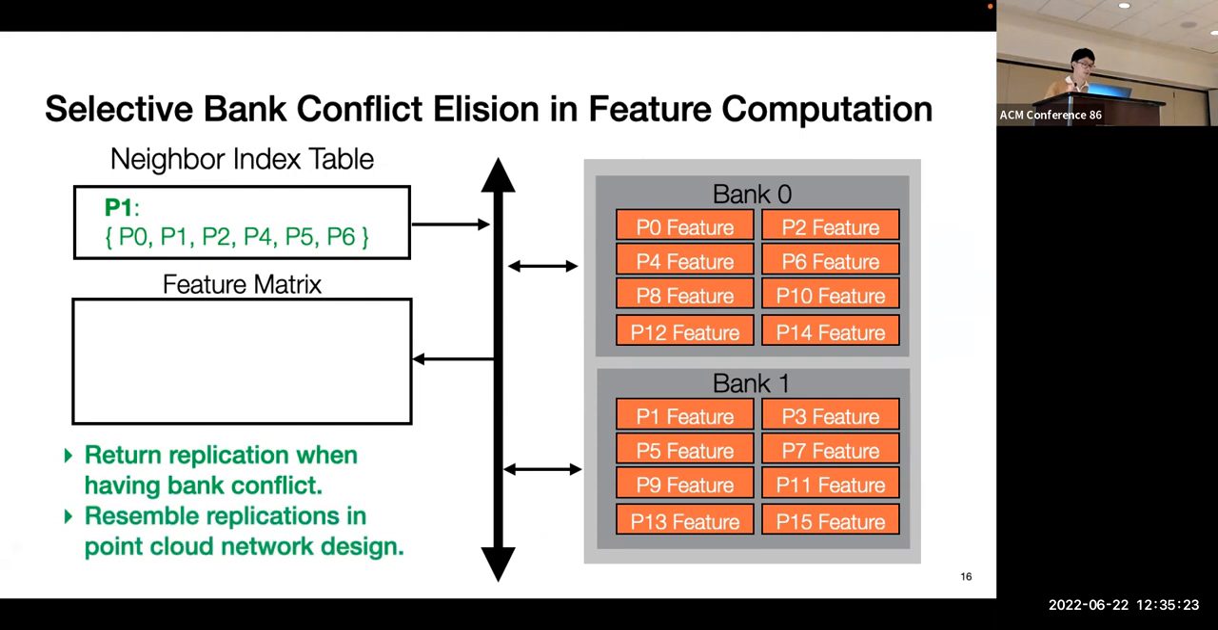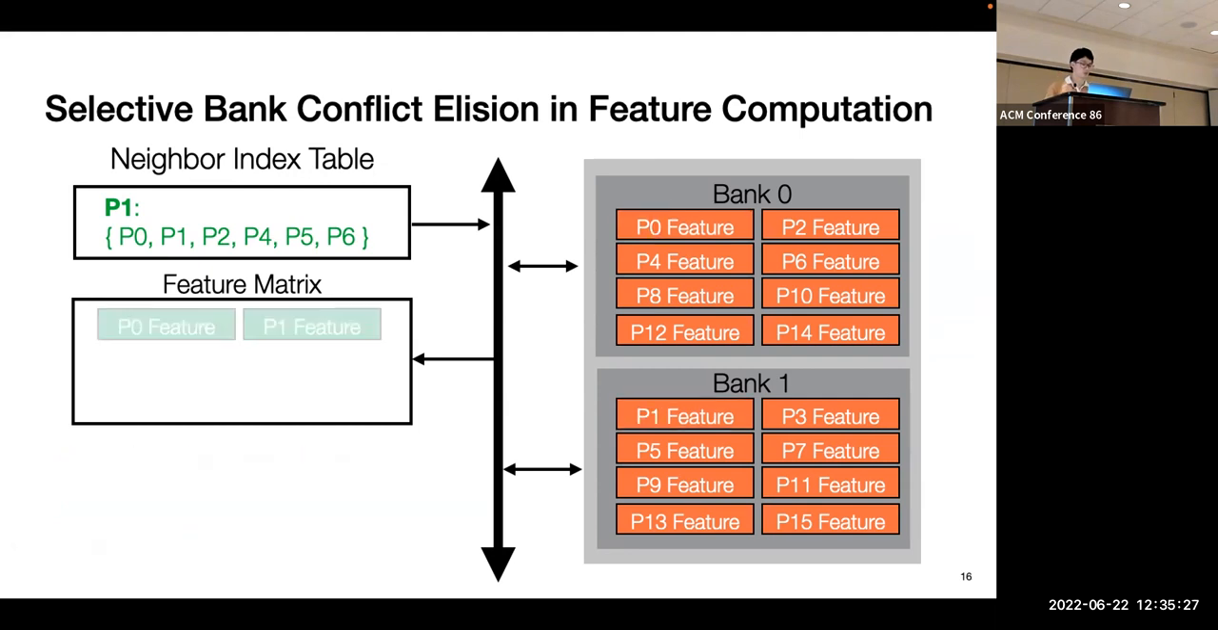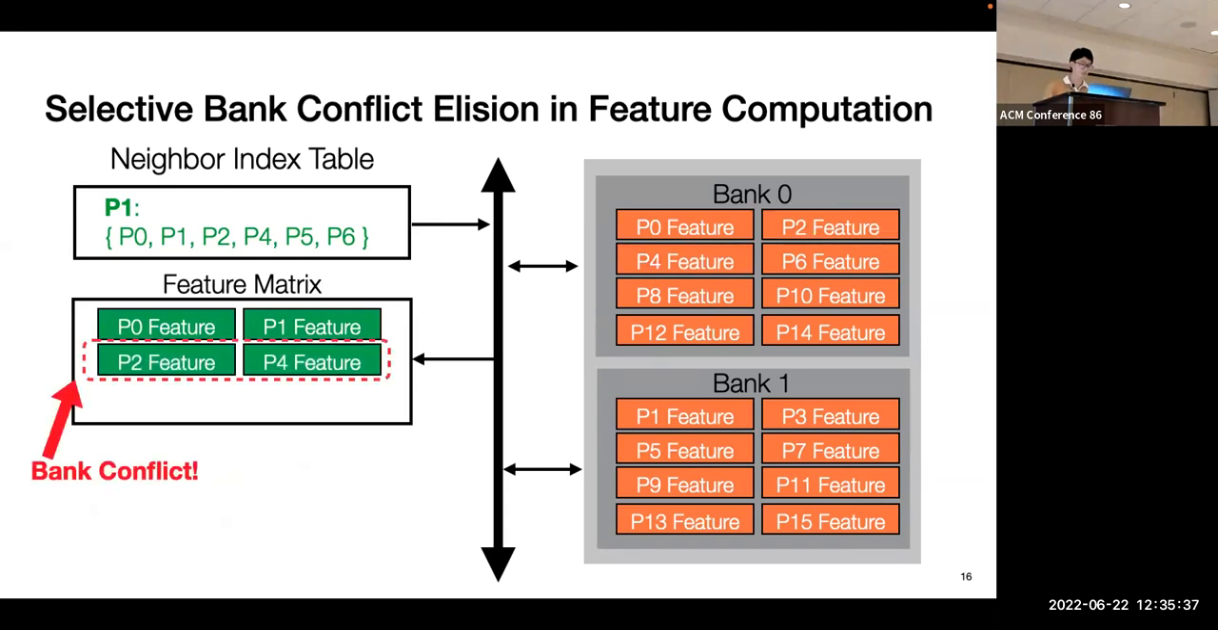Here's the example that we have shown earlier. We can get both P0 and P1 features in one cycle because there are no bank conflicts. In the second cycle, we have a bank conflict, and instead of stalling one access, we return a duplicate P1 for the other access. By doing so, we can avoid bank conflicts. In the third round of access, there's no bank conflict, so we can get them in one cycle.